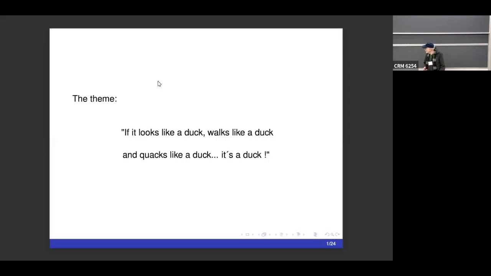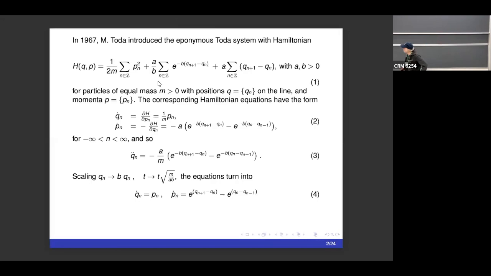Okay, so in 1967, Toda introduced the eponymous Toda system with the Hamiltonian, as I have it written down there. So this is for an infinite set of particles of equal mass on the line. And there are exponential forces and there are also linear forces. The q's are the positions of the particles and the p's are the momenta. The corresponding Hamiltonian equations have the form q dot equals dH by dp, p dot equals minus dH by dq.